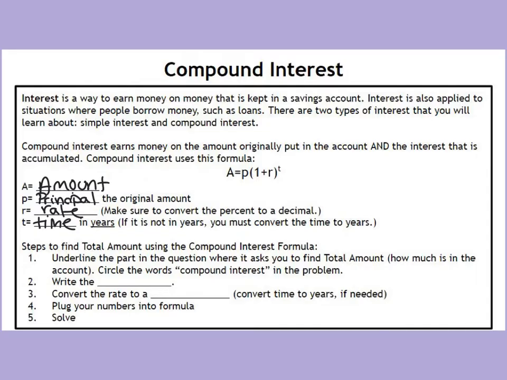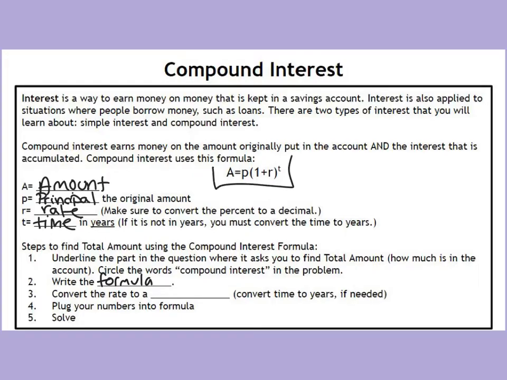So the steps to find the total amount using the compound interest formula. First off, you're going to underline the part in the question where it asks you to find total amount, or how much is in the account. And then you're going to circle the words compound interest in the problem. This will help you when you get to questions that also have simple interest, and that way you remember which formula to use.